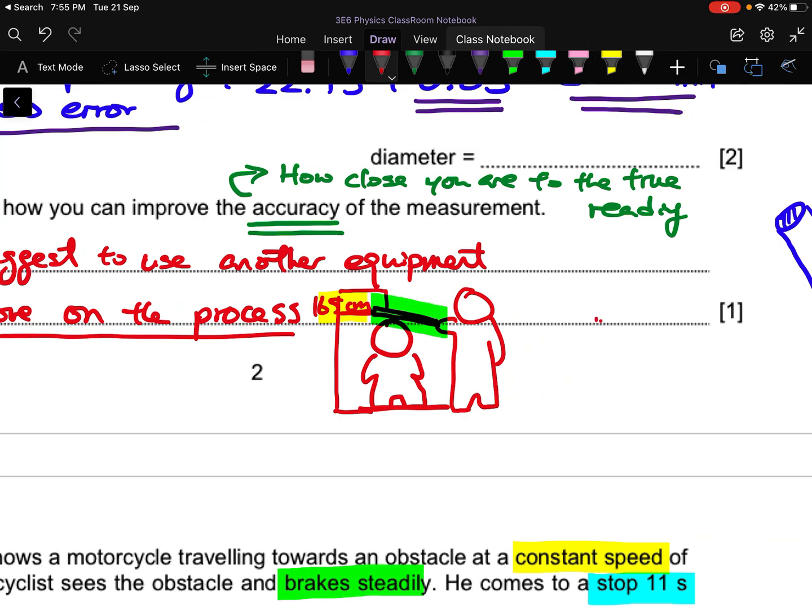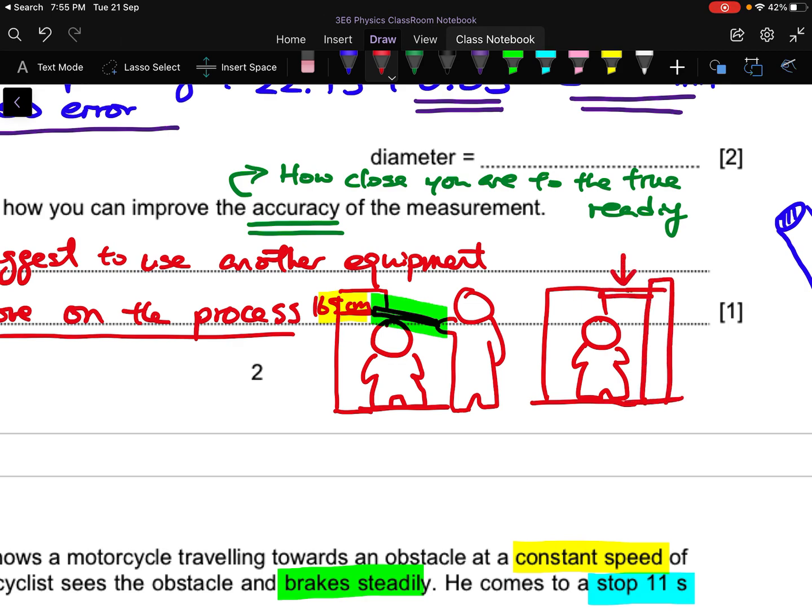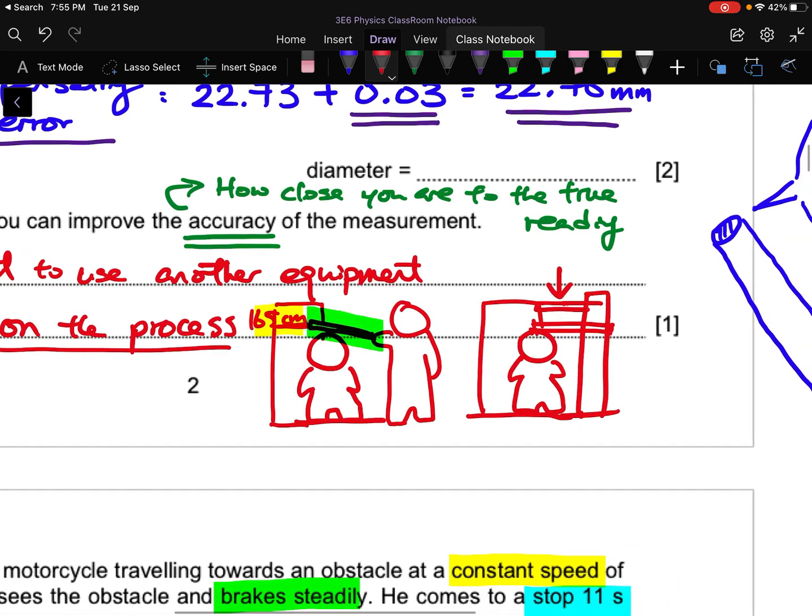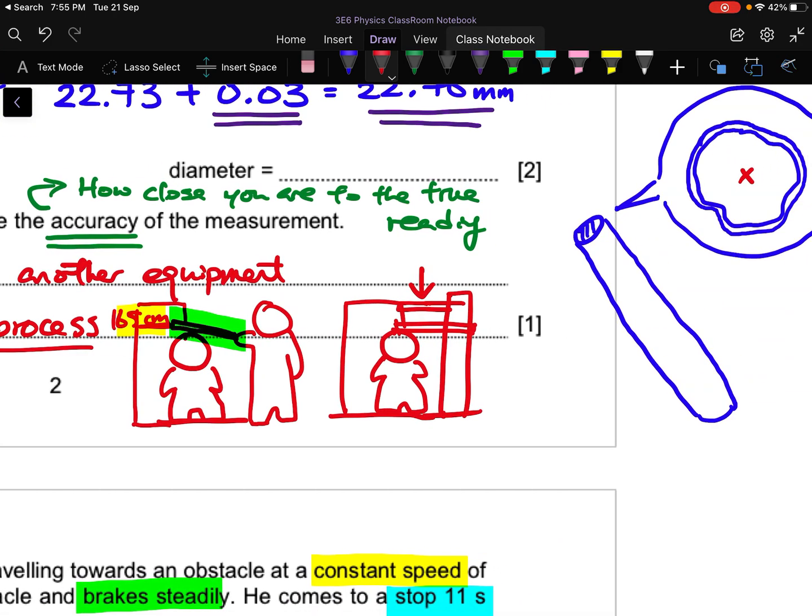So now what they do, they will ask you to stand in front over here, and instead of a person pointing a stick at you, there is a device mounted on a pillar, and the person presses this down until it rests flat on your head. So this will give you a more accurate reading, closer to the true reading. And this is what it means to improve the process. Okay, so I hope you get the idea.